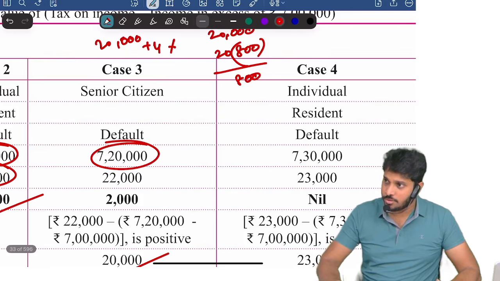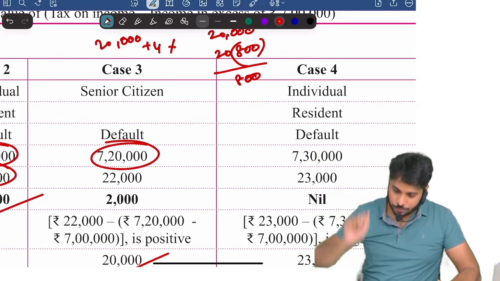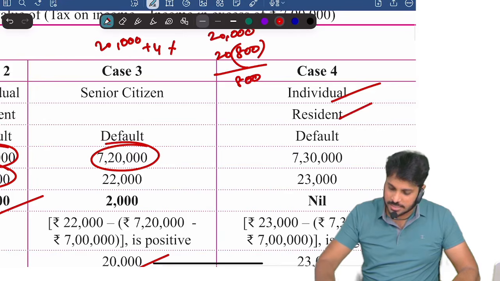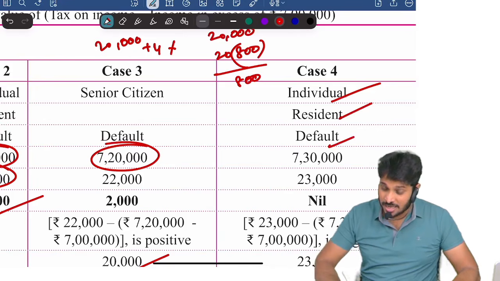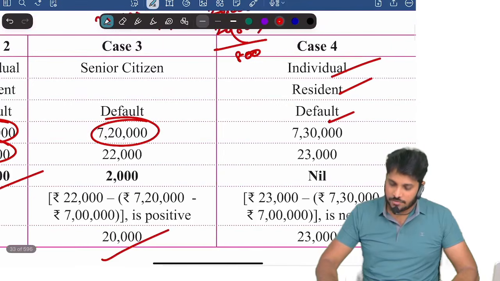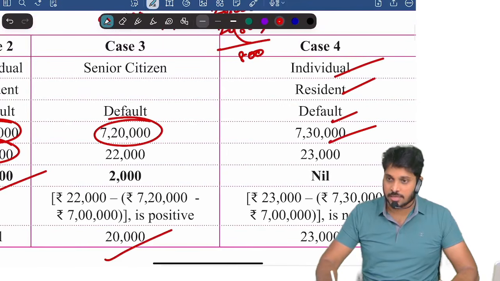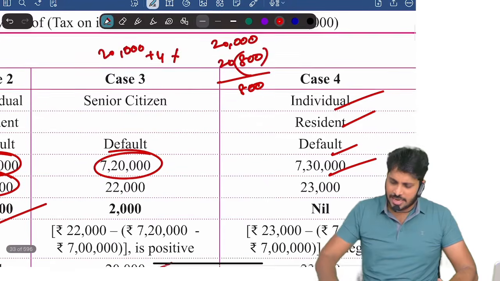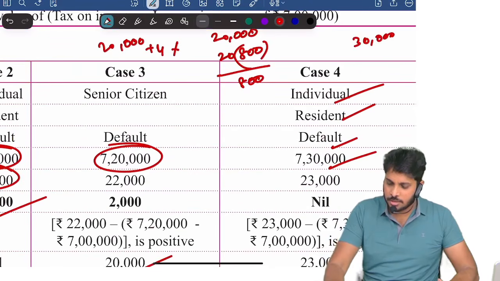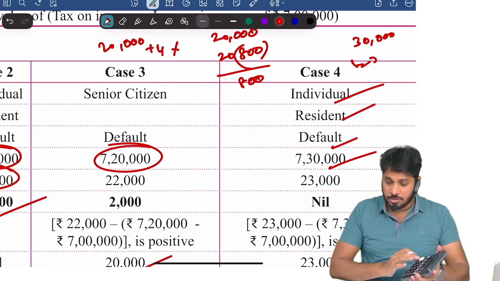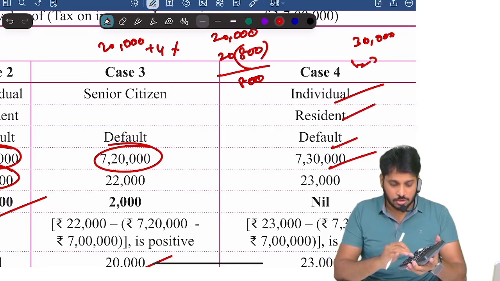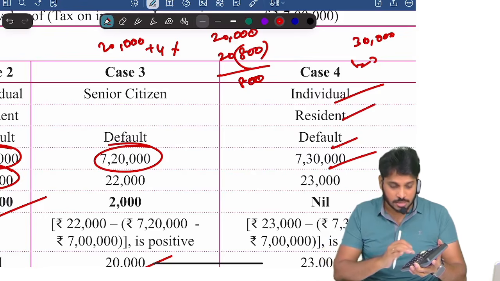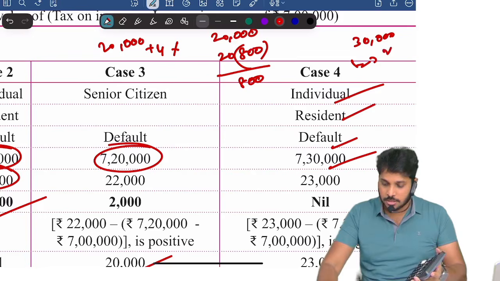Case number 4. Next, individual resident. Okay, what is it? Default tax regime. Now default tax regime, case number 4, 7,30,000. Same calculation. First step 30,000. Step number 2, tax on 7,30,000. So 20,000 on 30,000 into 20%. No, 10%. Correct? 3,000. Total it is 23,000.